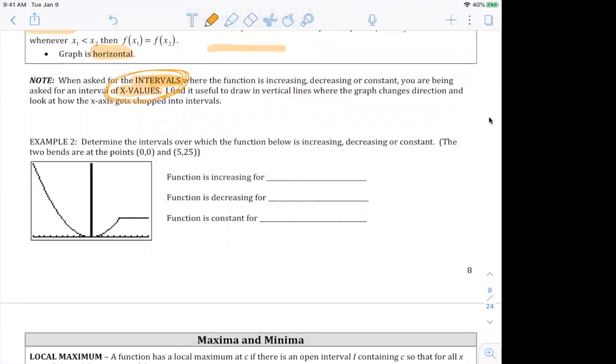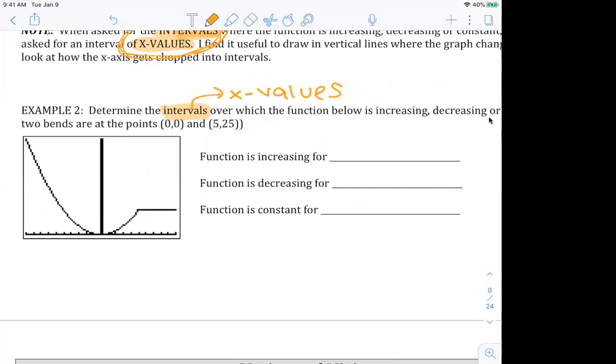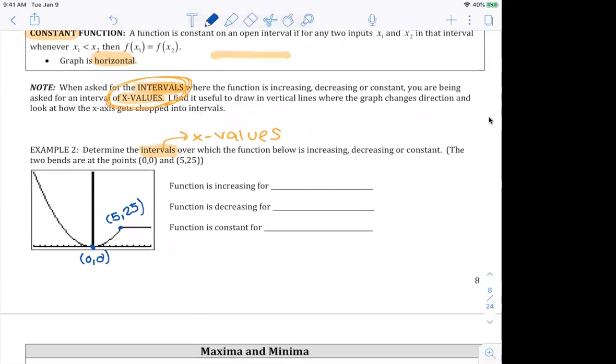So if we take a look at this example to determine the intervals, so again, they're x values, over which the function is increasing, decreasing, or constant. And then it tells us the 2 points at the bend. In this example, one is 0, 0, and the other bend here is 5, 25. This is a picture from a graph, and we will be using your graphing calculator.